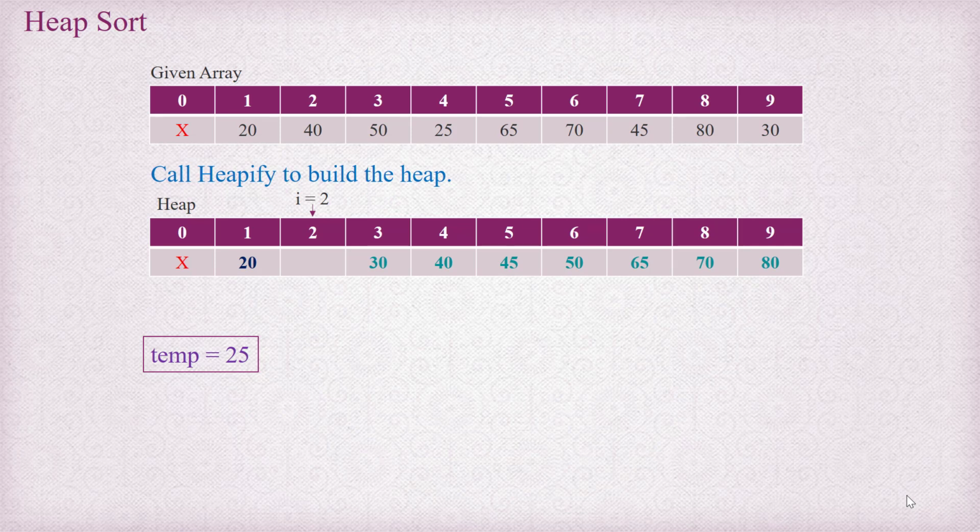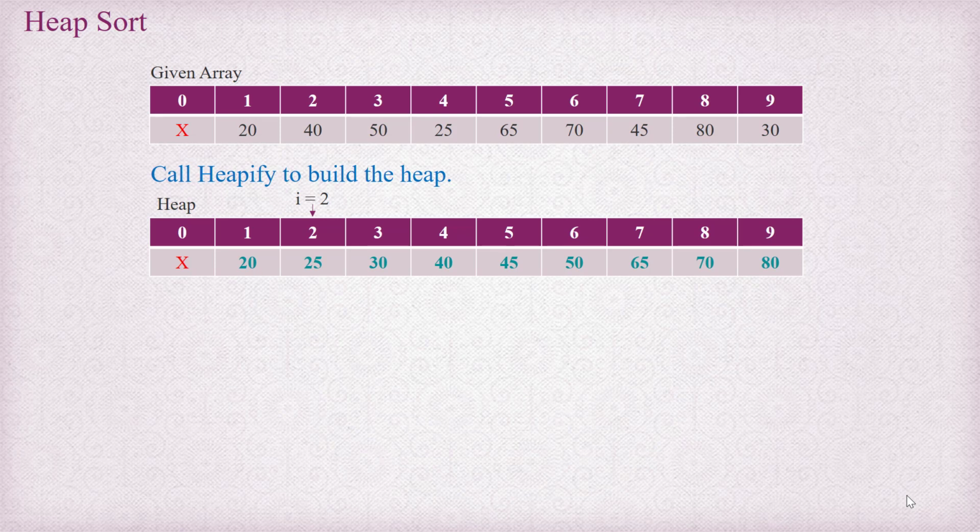This time we get 25 and I is at index 2. Since there is only one element in the heap after this, we will stop after this iteration. So we copy 25 to index 2 and we are done. The array, you can see, is sorted now.